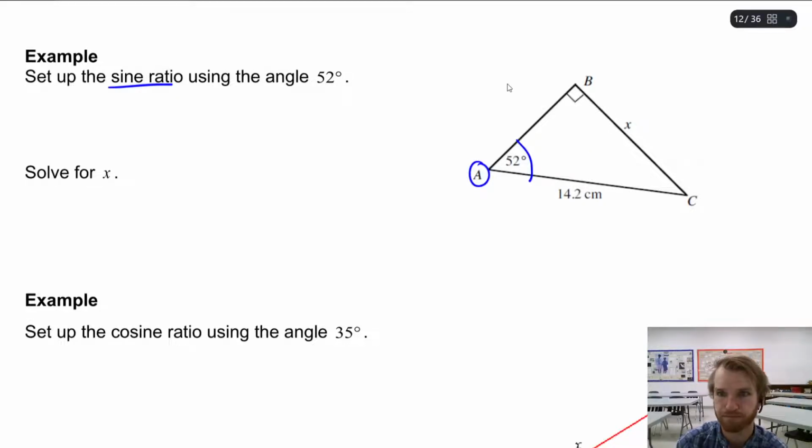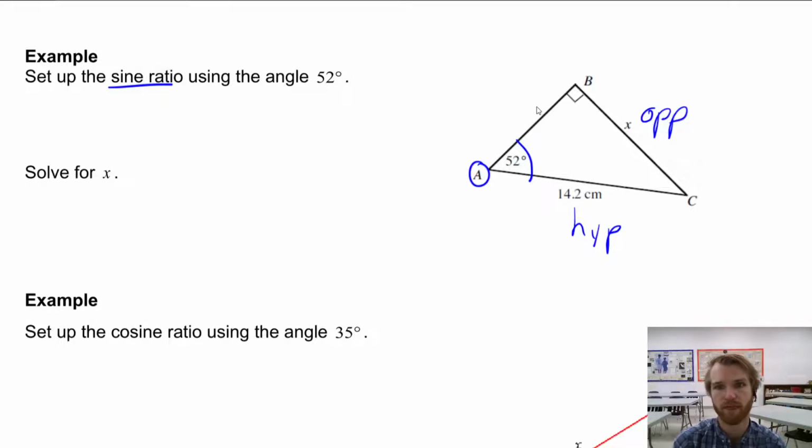Okay, we're looking from here. So this side is opposite. Hypotenuse is across from the 90. This is hypotenuse. This side is adjacent, but we don't know the number there and we're not looking for it. So we don't really care about this side right now.